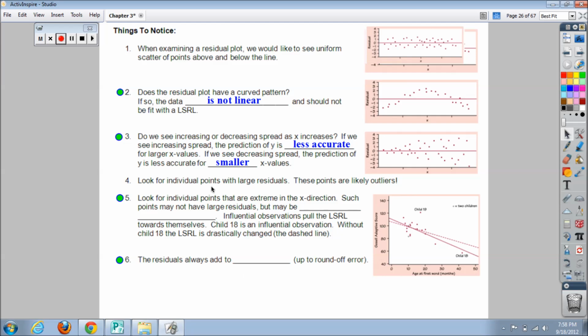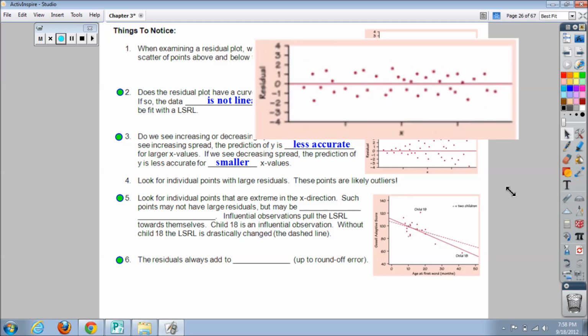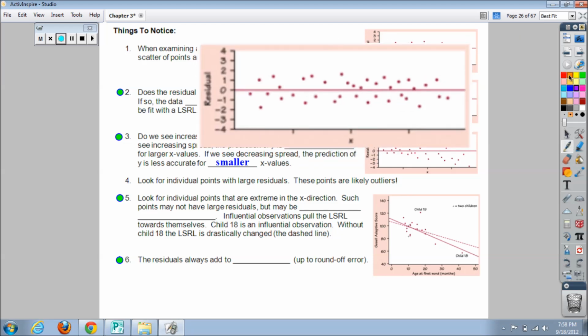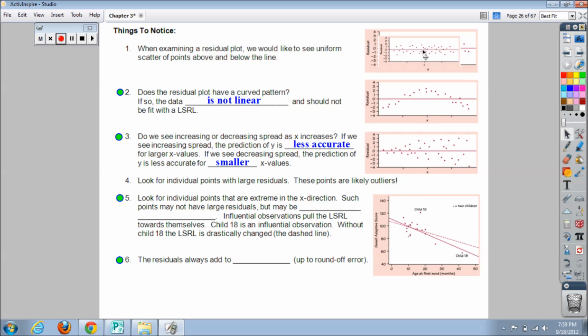For 4, look for individual points with large residuals. Let's say your residual plot looks something like this, and then you had this point way up here, or maybe you have a point that's way down here, something that doesn't follow how everything else looks. Those are probably going to be outliers. Just keep an eye out for those. They may or may not affect your overall regression model, and we'll talk about that later.